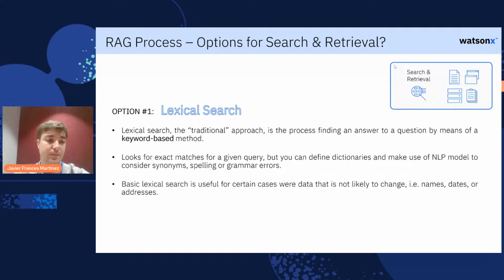Watson Discovery. And basic lexical search is great when we have use cases in which the data doesn't tend to change. So for example, if we are searching for names, for dates, or for addresses, lexical search is a great option. It's really fast and it's really easy to set up.